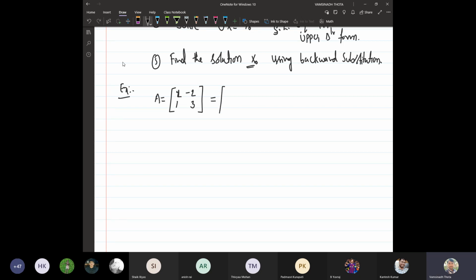So let us assume a lower triangular matrix [[L11, 0], [L21, L22]] times an upper triangular matrix [[U11, U12], [0, U22]]. Basically, we need to find out L11, L21, L22, and U11, U12, and U22. So here 3 unknowns are there and here also 3 unknowns are there. So we need to find out 6 unknowns.